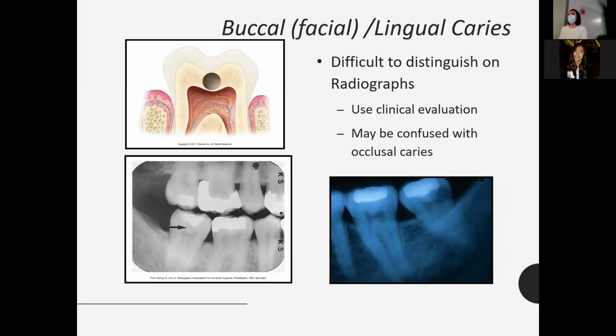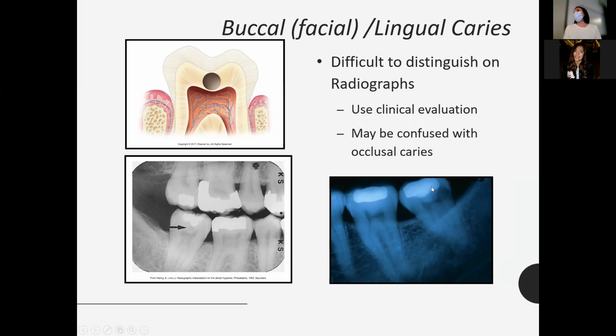Then buccal or facial and lingual caries can be difficult to pick up on a radiograph. They're not going to be as obvious because they generally look like a little circle or an oval area. You might see it under another restoration. This one is very, very light. You can see it's a little circle right here. This is probably a buccal pit on this molar.